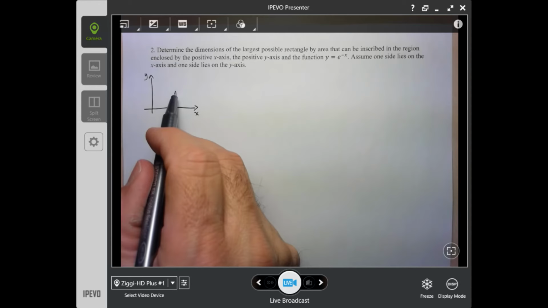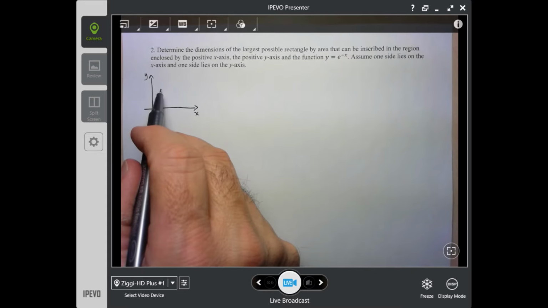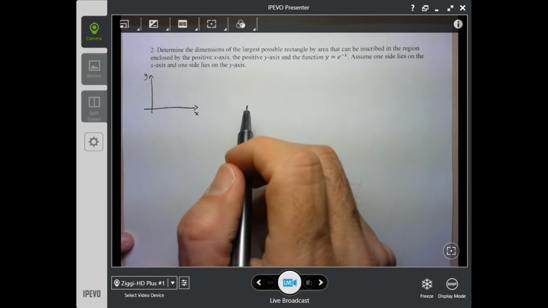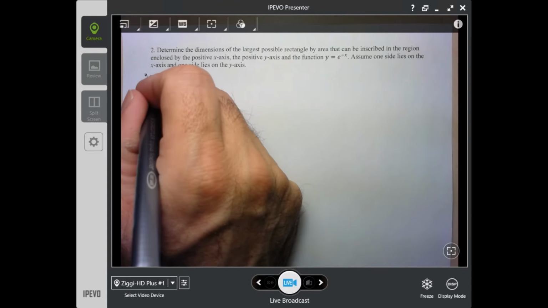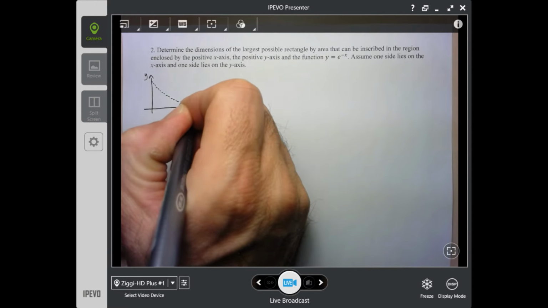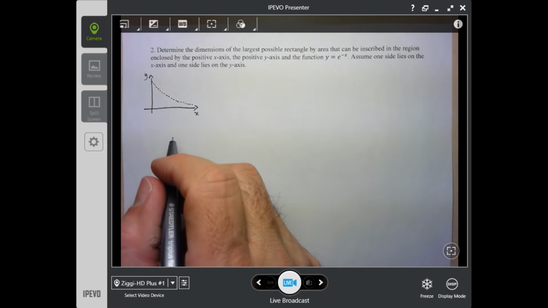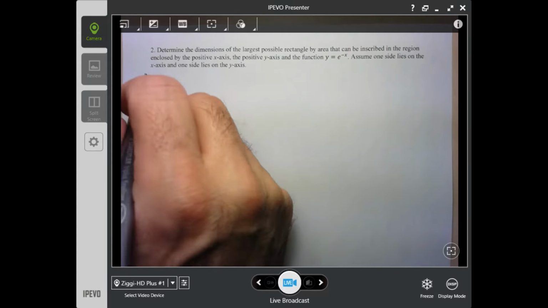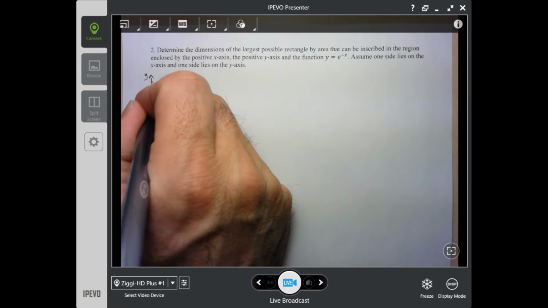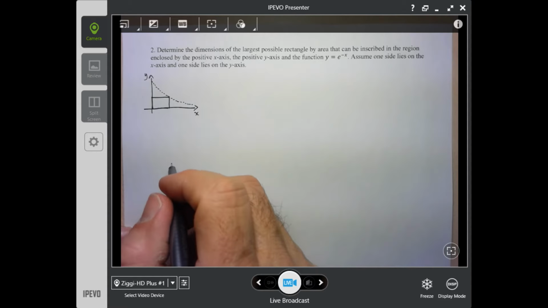So my rectangle will look something like this. But how high can it go? Well, that's going to come from the function y equals e to the negative x. So let's draw y equals e to the negative x. Of course, it looks something like this because it's a decaying exponential function. So again, if I have 1, 2, that means the rest of my rectangle is going to look like this. All right.